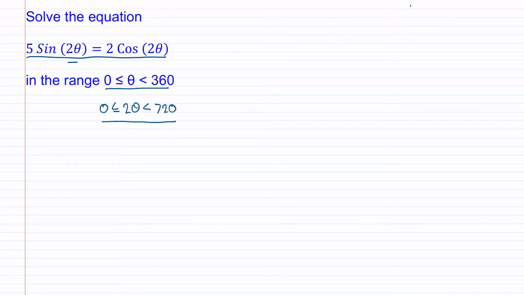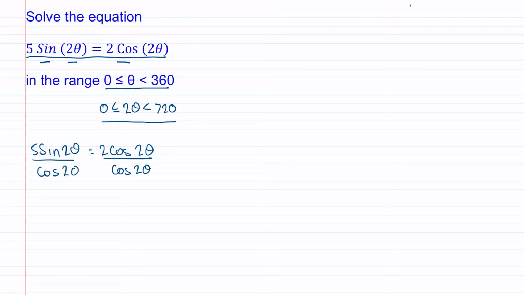But before I sketch the graph, I'm not sure whether we're going to use sine or cos or something different. So I'm going to play about with this equation a little bit. We have 5 sine 2 theta is equal to 2 cos 2 theta. If I divide both sides by cos of 2 theta, we know that sine theta divided by cos theta is tan theta. So these will cancel. The sine divided by cos is tan. So we have 5 tan 2 theta will equal 2.